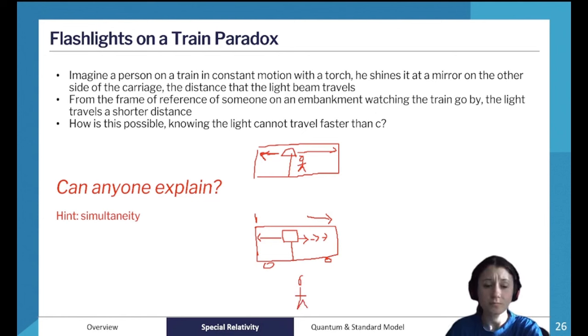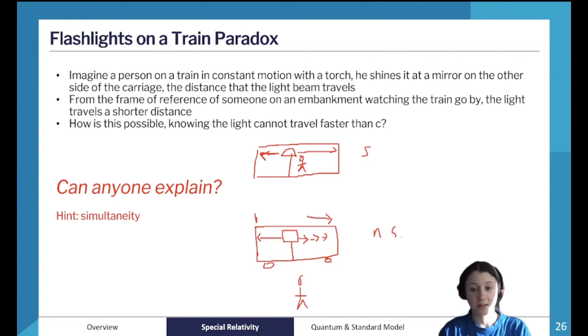So what you can tell is that for a person inside the train, the light hitting either end of the carriage doors is simultaneous. But for a person standing on the embankment, the light hitting either end of the carriage is not simultaneous, because the light hits the back end of the carriage before it hits the front end. The back end is moving up to meet the light because the train is moving, and the front end is moving away from the light. Alright?